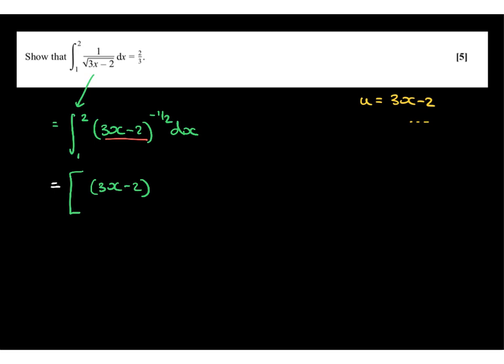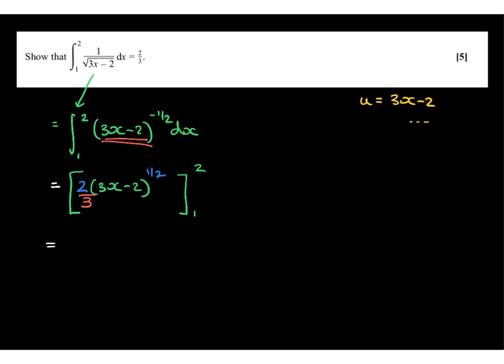We raise the power by 1, so the new power is 1/2. We divide by the new power. Now, dividing by 1/2 is the same as multiplying by 2. And we need to make sure we divide by the derivative of this inner function, which is 3. So we have a 2/3 here. And then, of course, we need to input our limits 1 and 2.